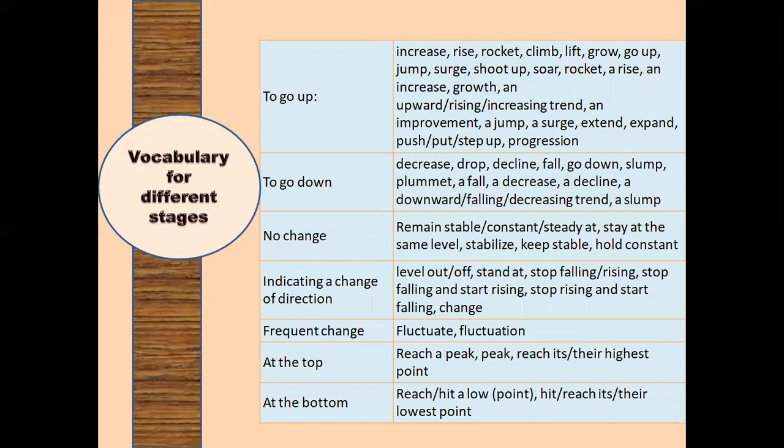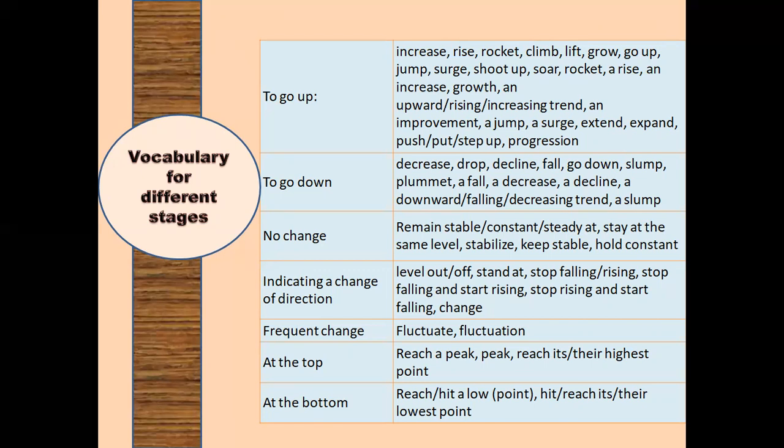But if you think that it has started falling down, coming down, then you can use vocabulary like decrease, drop, decline, fall, go down, slump, plummet, a fall, a decrease, a decline, a downward, falling, decreasing trend, or a slump. If you think that there is no change in a period of time, you find that the data is the same, then you can write remain stable, constant, steady at, stay at the same level, stabilize, keep stable, hold constant.